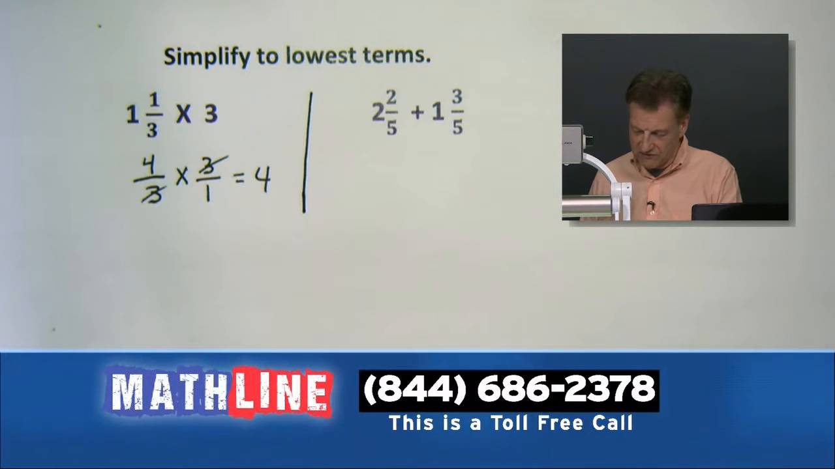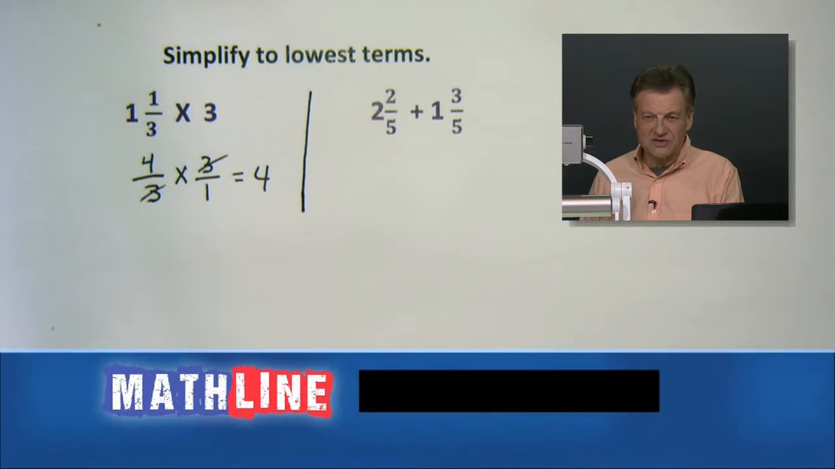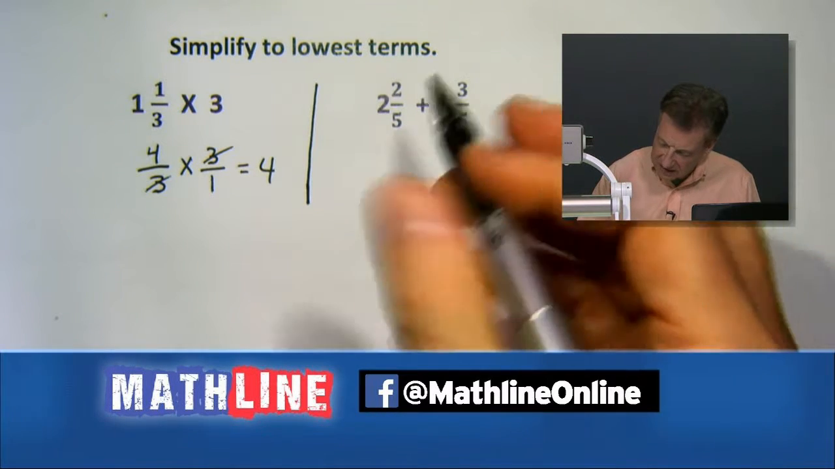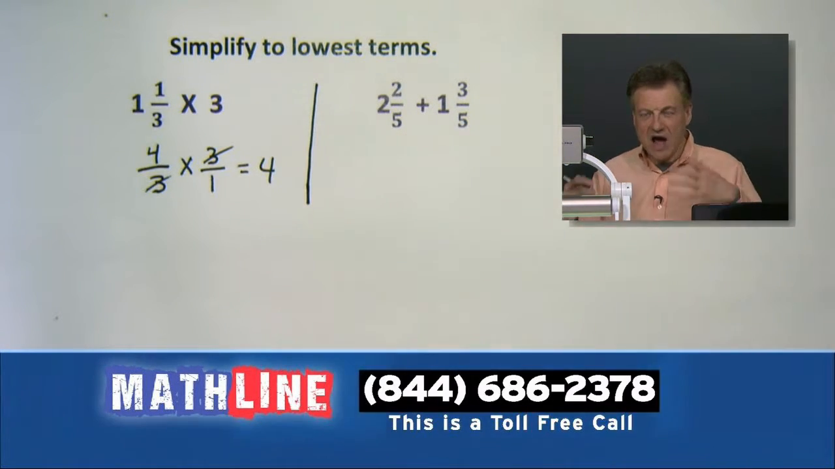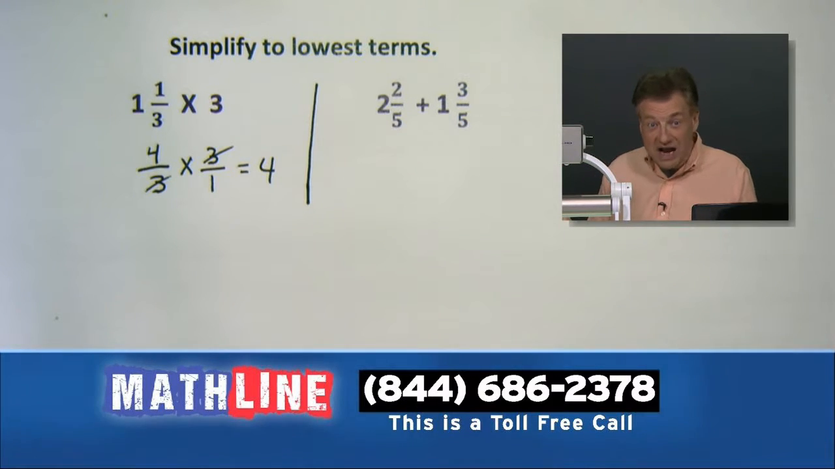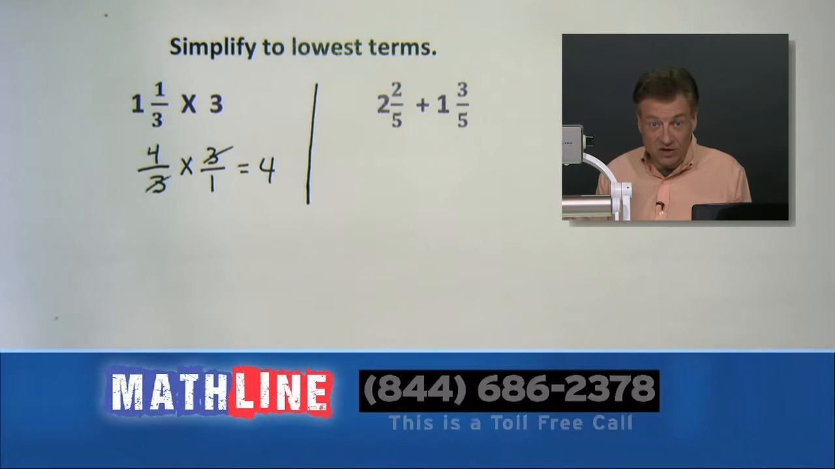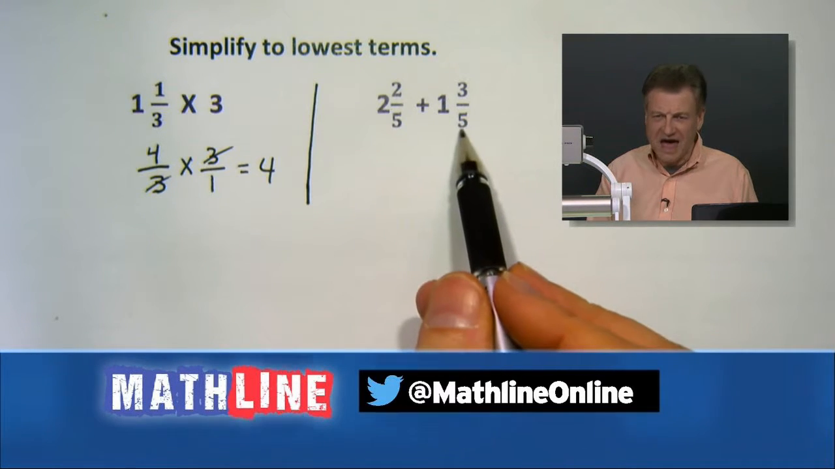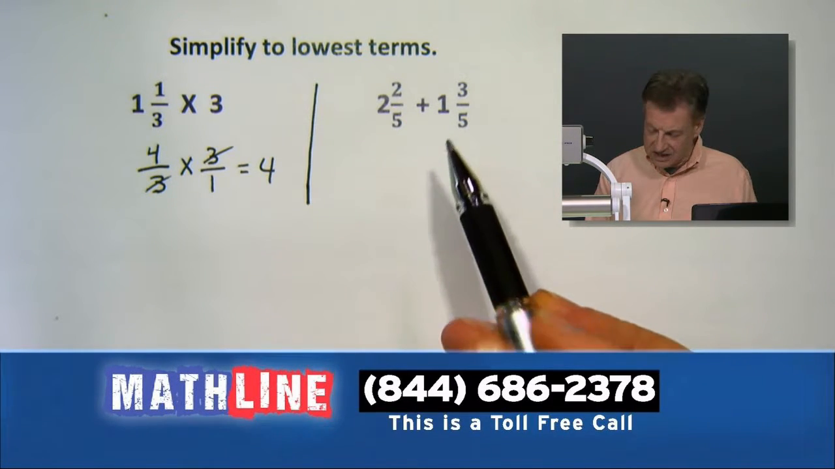Now this one's pretty straightforward also. We've got 2 2/5 and 1 3/5. We're going to add them together. Now, what do we have to do when we add fractions? We've got to have a common denominator. Absolutely, a common denominator. We've already got one, don't we? We've got a 5 and a 5. So that's nice. So what are we going to do?